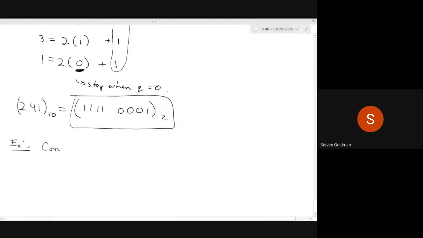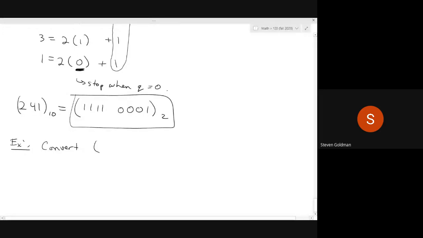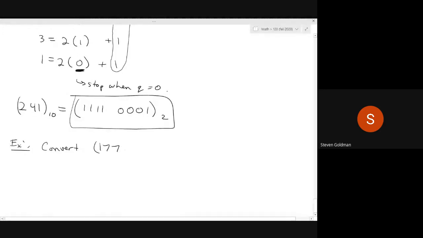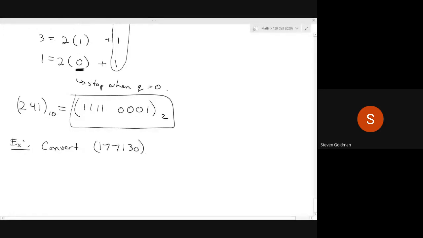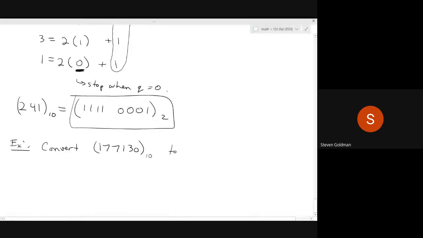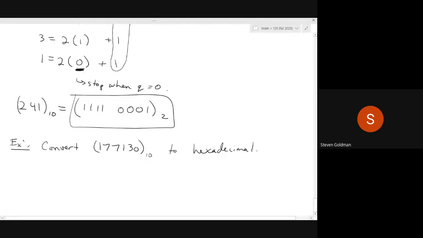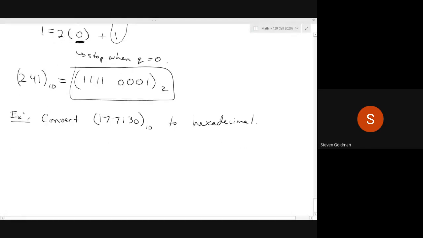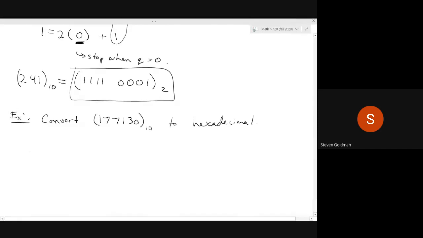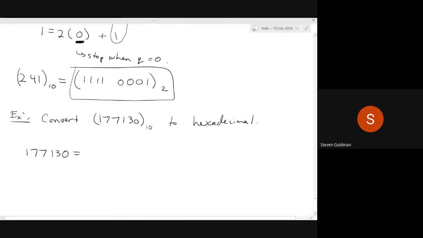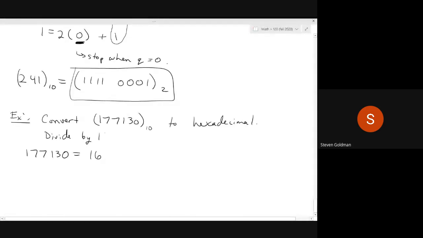So let's say I ask you to convert the decimal number 177,130 to hexadecimal. Write its hexadecimal expansion. Base 16. So we're going to do the same thing. We're going to divide, but remember, we always divide by the base we want to change to. So we want to change to base 16. We divide by 16.